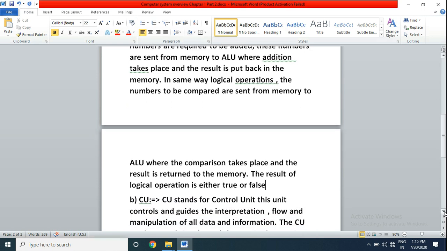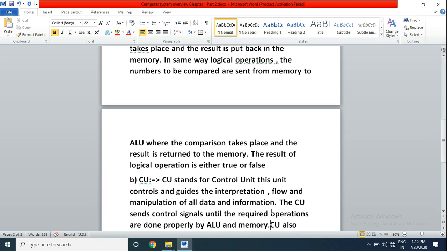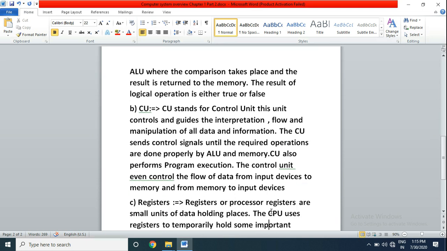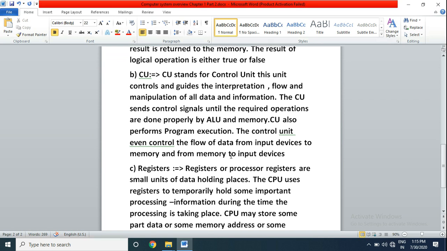So in short, the ALU is used to perform all arithmetic operations: plus, minus, multiplication, division, and all condition comparing: less than, greater than equal to, less than equal to and not equal to is performed by the ALU. The second part of the CPU is the CU. CU stands for Control Unit.